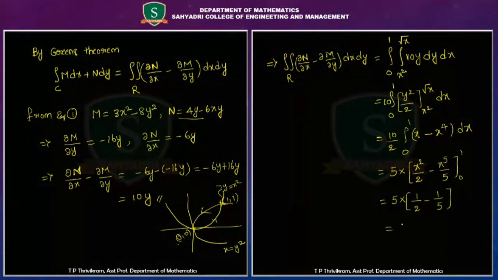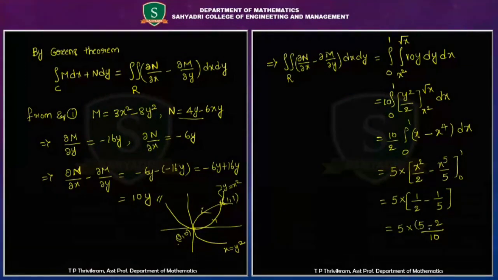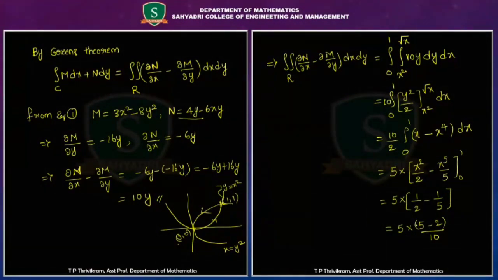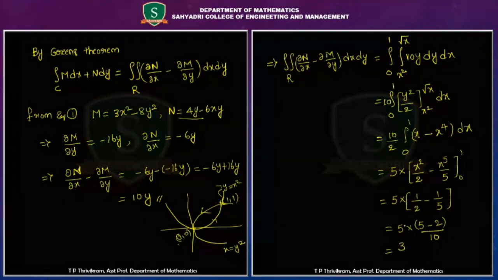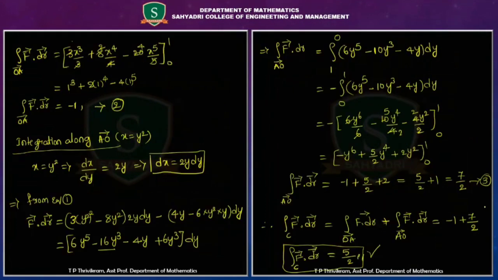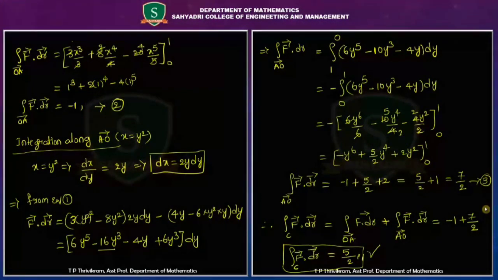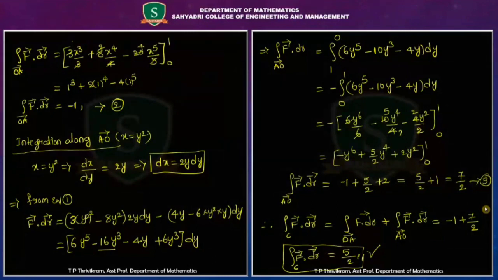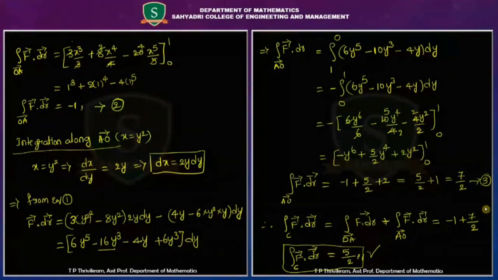So what is the LCM? 5 into 5 minus 2 by 10. What is 5 minus 2? 3 by 10. So 5 into 3 by 10; 5 ones, 5 twos, 3 by 2. Here how much did you get? 5 by 2. Wait. You should get the same answer.